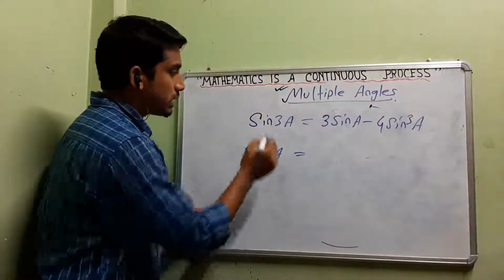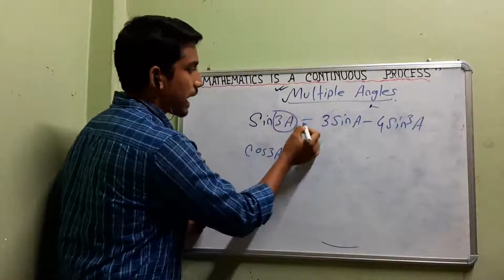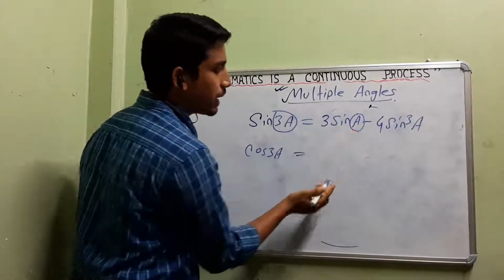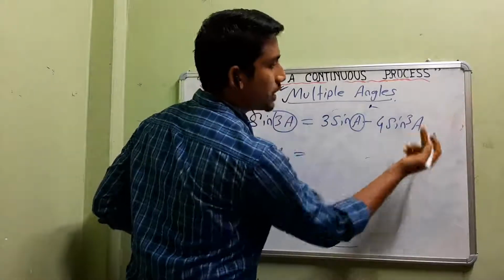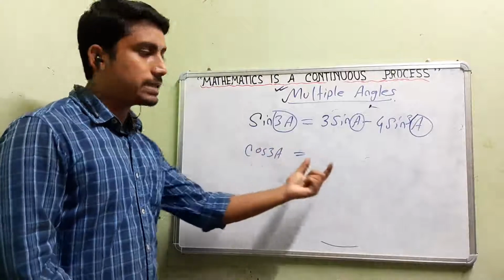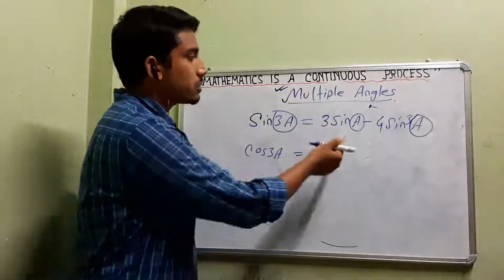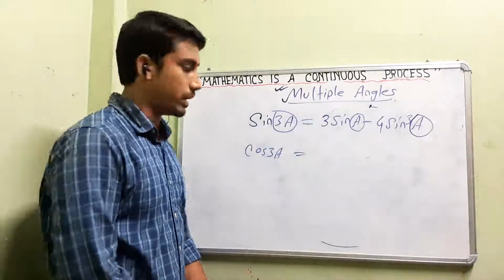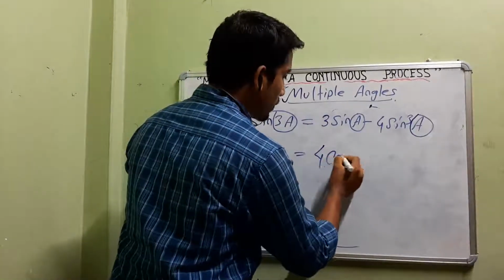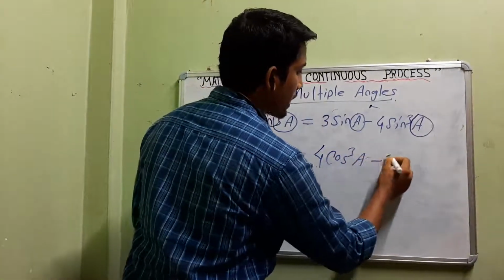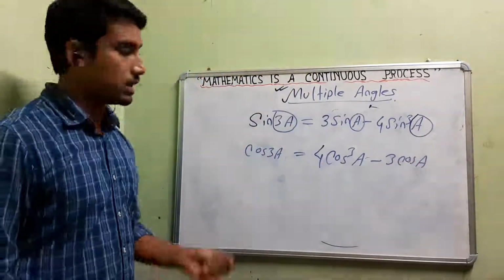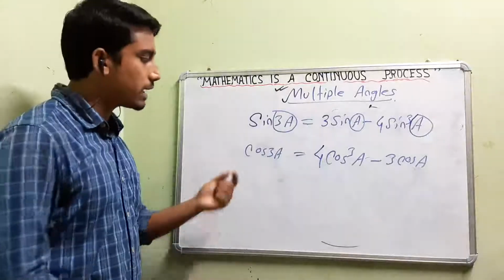So you see, this was a multiple angle, but I have written it in terms of the simple angle. 3 sin A, simple angle. Similarly 4 sin cube A, it may be cube but the angle is simple A. So sin 3A is equal to 3 sin A minus 4 sin cube A, and cos 3A is similar, 4 cos cube A minus 3 cos A. So these are the formulas for sin 3A and cos 3A.